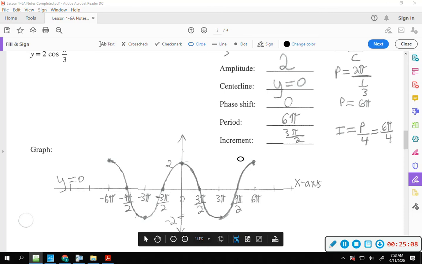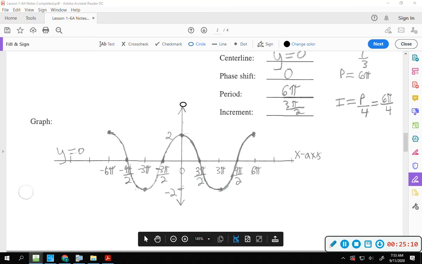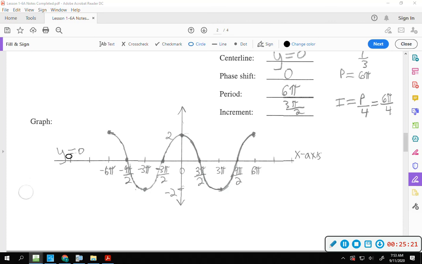The very last thing that you're going to want to do is draw in the y-axis, because sometimes we're not going to go through 0. In this case, we do. So we can draw it right in here. Then label y equals 0 is the center line, but my amplitude is 2. So I've got it labeled. This is 2. My high point is 2. My low point is negative 2.